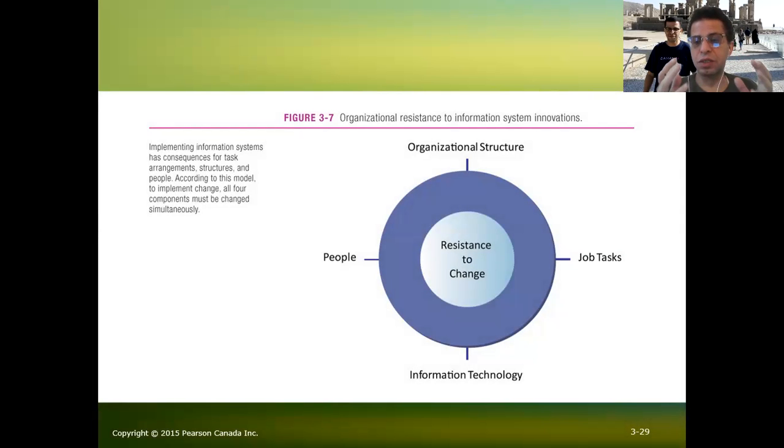So resistance to change can be created by any one of these four or a combination of them. It could be because of the organizational structure and how it works. It could be because of the job tasks; they don't want to change them. For example, in information technology, people who have worked on DB2 for a while don't want to change the database they are going to work on.